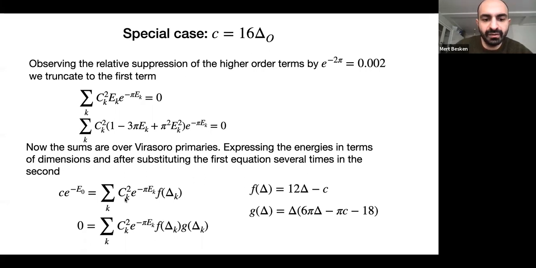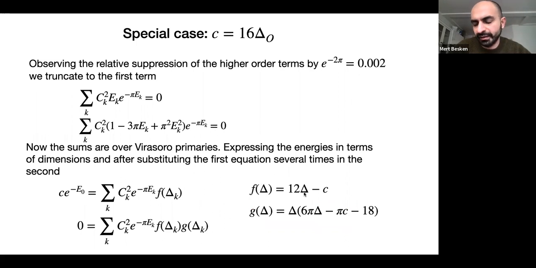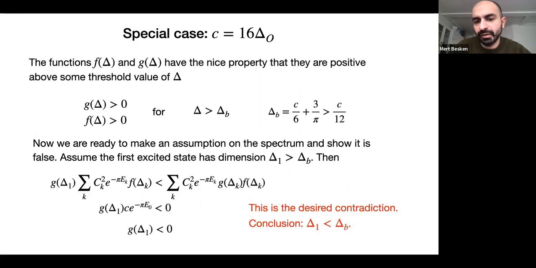These are just some positive numbers, three-point coefficients, and these are the polynomials that you see here. This will be non-trivial to satisfy, and we're going to see how we can restrict the spectrum using these. So the functions f and g have the nice property that they are positive above some threshold value of delta. You see f is positive if delta is greater than c over 12, and g is positive for delta greater than delta bound, which is c over 6 plus 3 over pi, which is greater than c over 12.